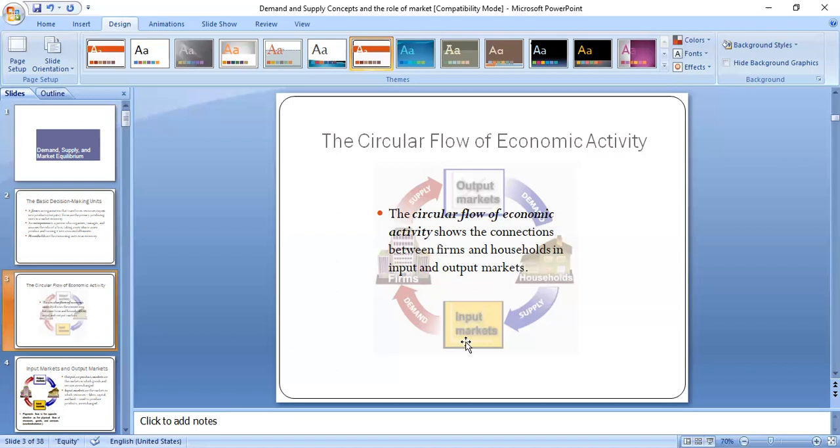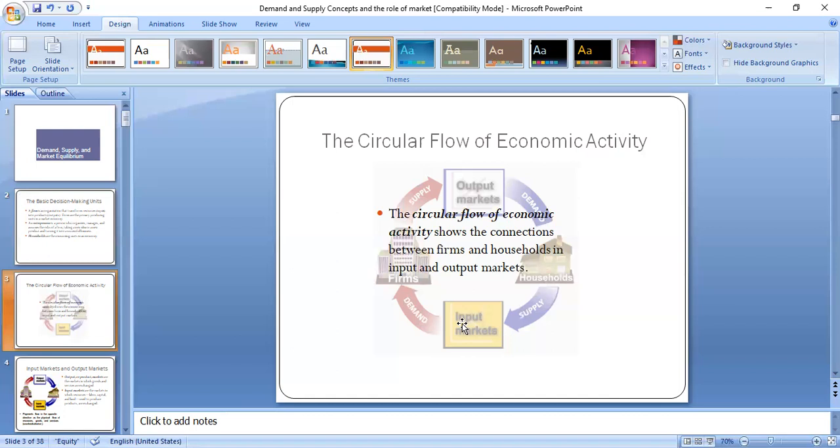We are looking at the farms, the business farms. We are looking at the households or the individual consumers. This is just a two-sector model, but if it is a four-sector model, we shall also look at the government sector and the foreign sector or the rest of the world, right?